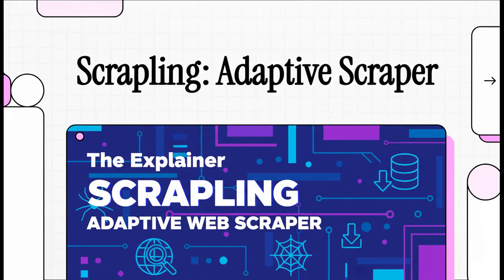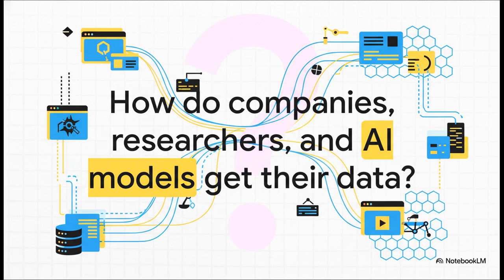Today, we're diving into a really powerful tool that's changing the game for how data gets collected from the internet. It's called Scrapling, and it's what's known as an adaptive web scraper. But before we get into the nitty-gritty, let's start with a huge fundamental question.